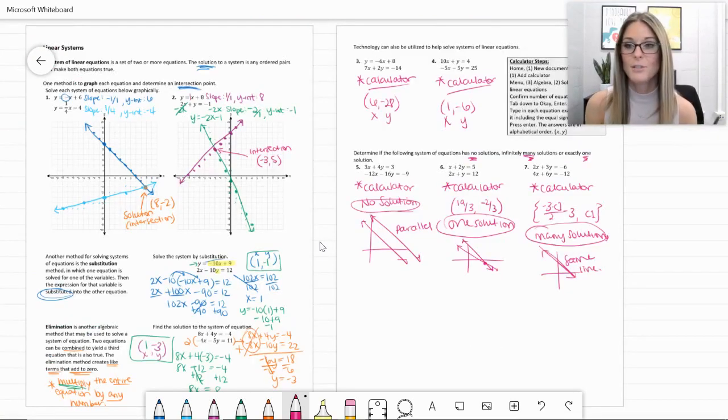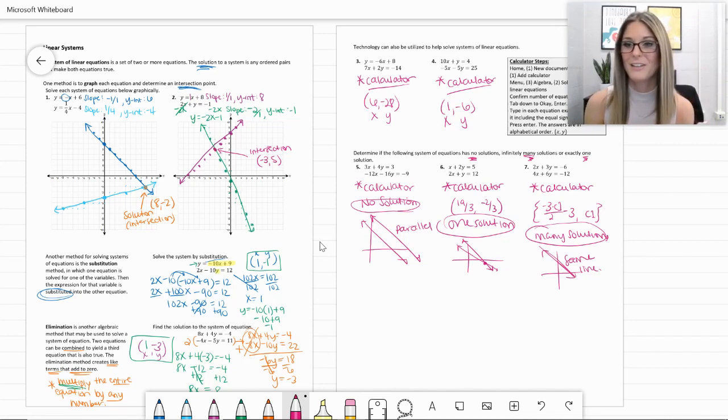So linear systems, you can graph them to visually see where they share an ordered pair, their intersection point. You can use substitution or elimination as algebraic methods, but we also have this fabulous tool on our calculator to help us work faster, smarter, better, using menu, algebra, linear systems, and you write in your two equations and it will give you your answer. Try that.